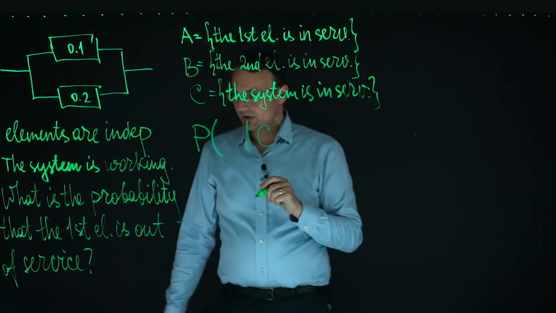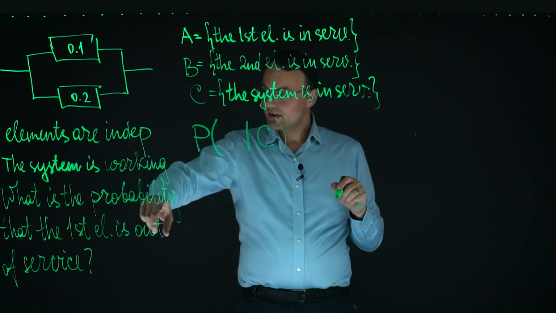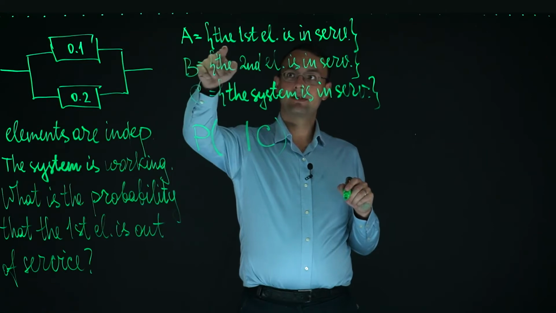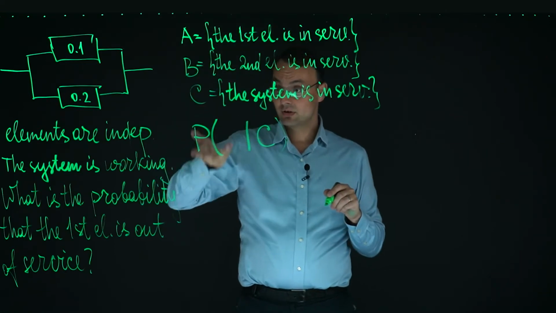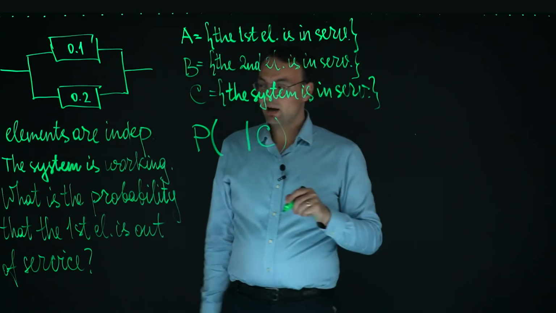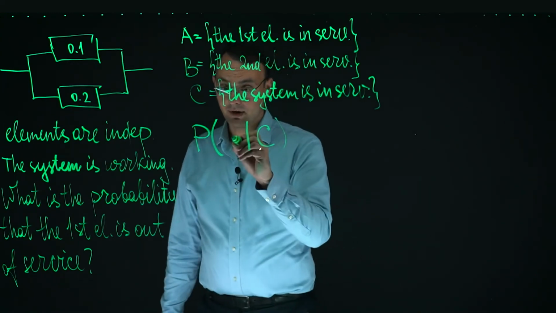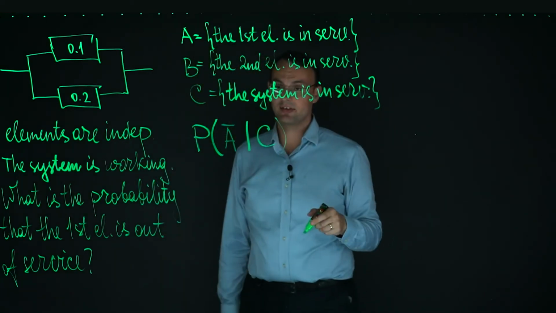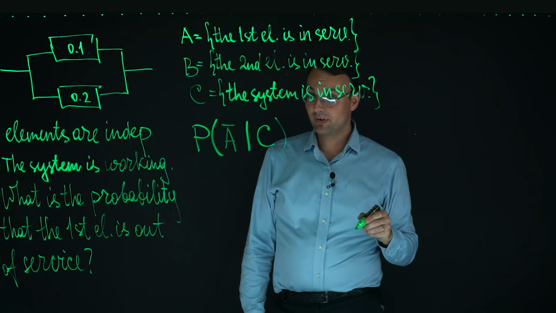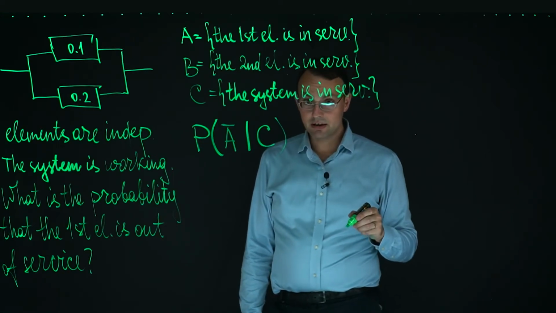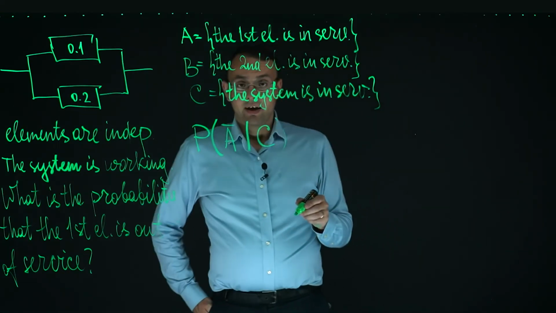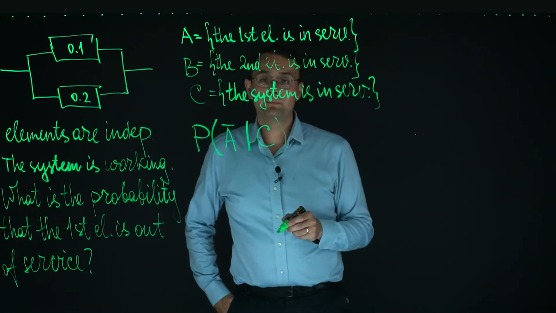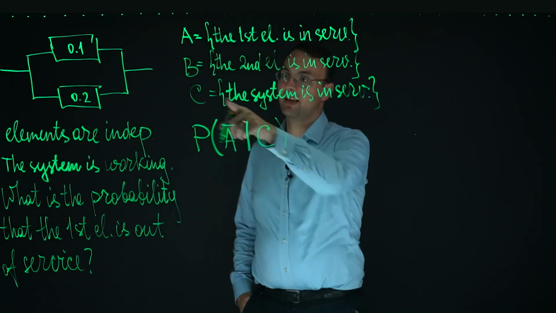And probability of what? They ask, what is the probability that the first element is out of service? And event A is that the first element is in service. So first element being out of service is not A, A bar. So this is the probability we are asked to find here, P of not A given C. But actually, one may say that we don't need letter C here.